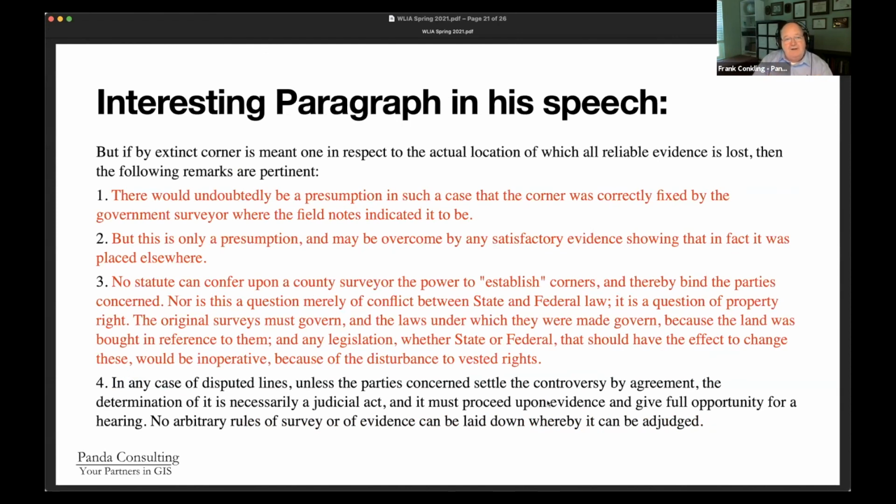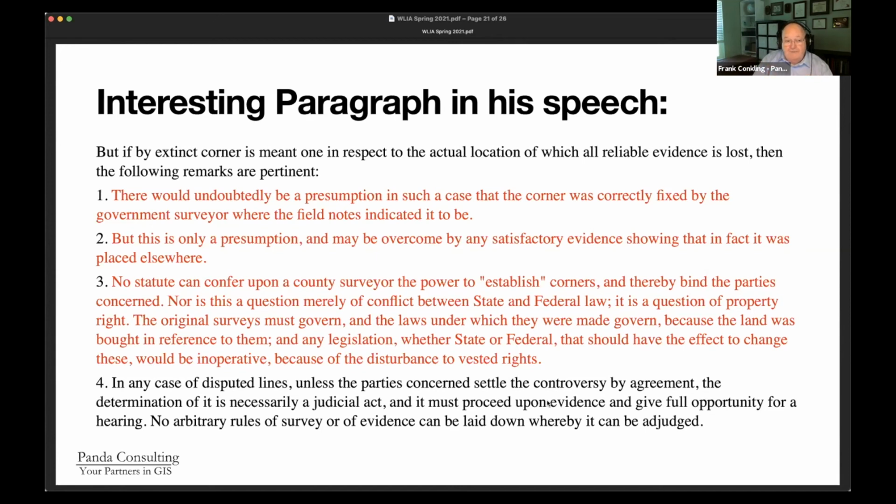This one here, I highlighted. He talks about extinct corners and what is meant by them. If by extinct corners is meant one in respect to the actual location of which all reliable evidence is lost, then the following remarks are pertinent. There would undoubtedly be a presumption in such a case that the corner was correctly fixed by the government or original surveyor where the field is indicated to be. But this is only a presumption. It may be overcome by any satisfactory evidence showing that, in fact, it was placed elsewhere. So the presumption is always that they did it correctly.